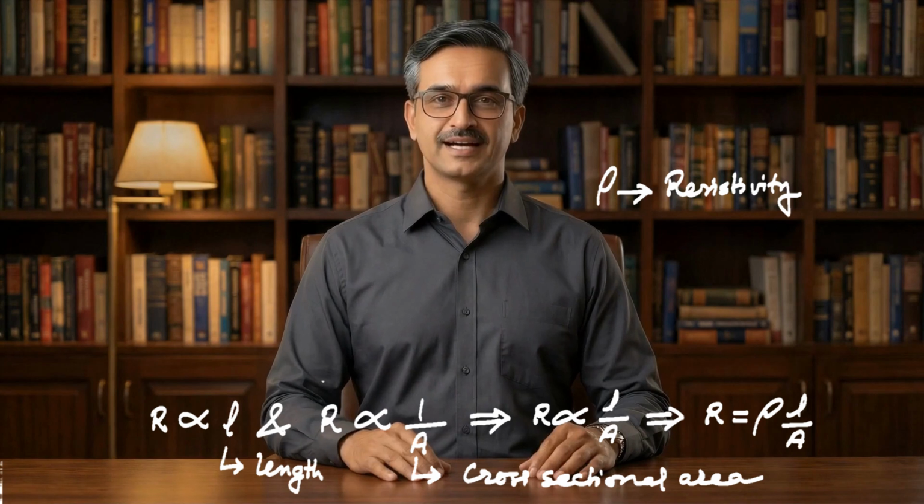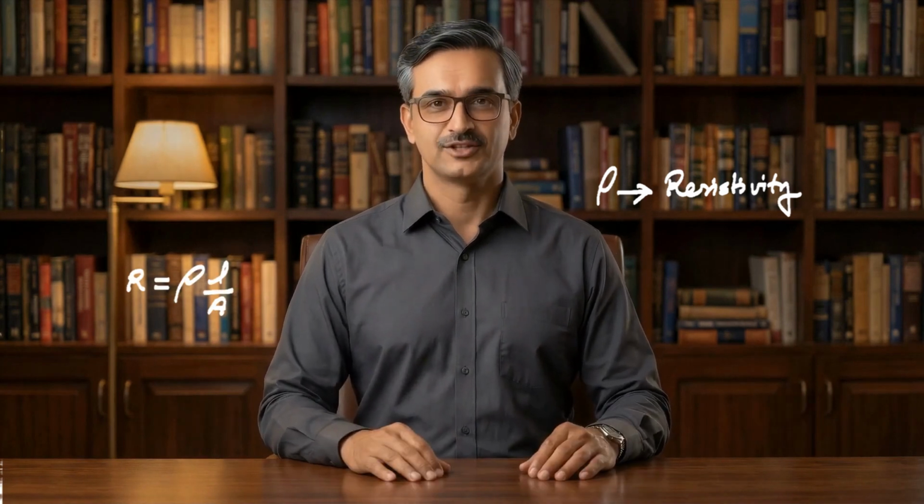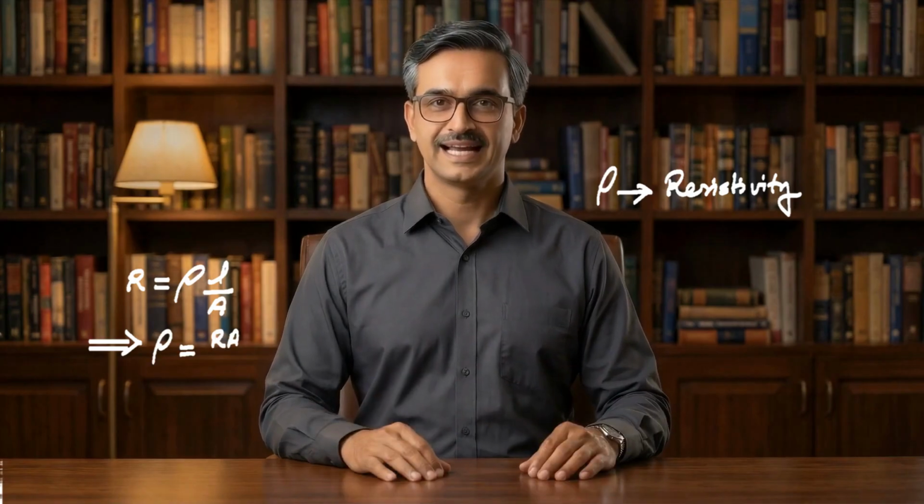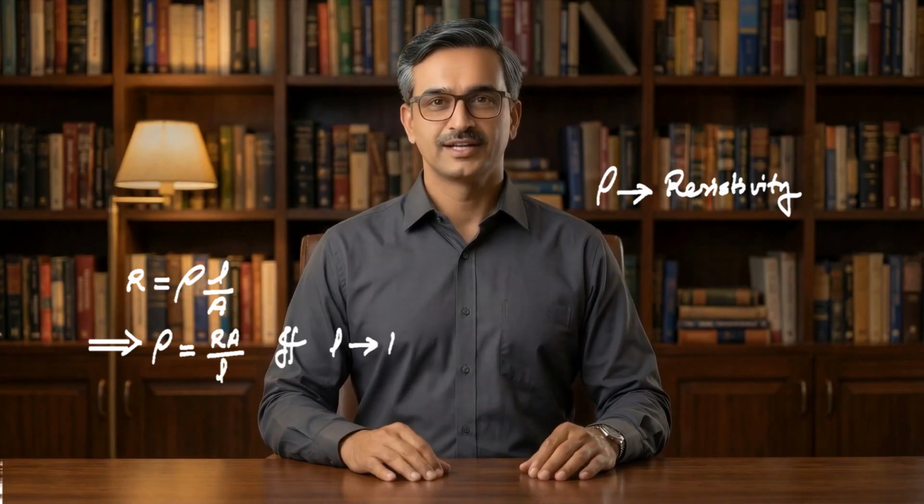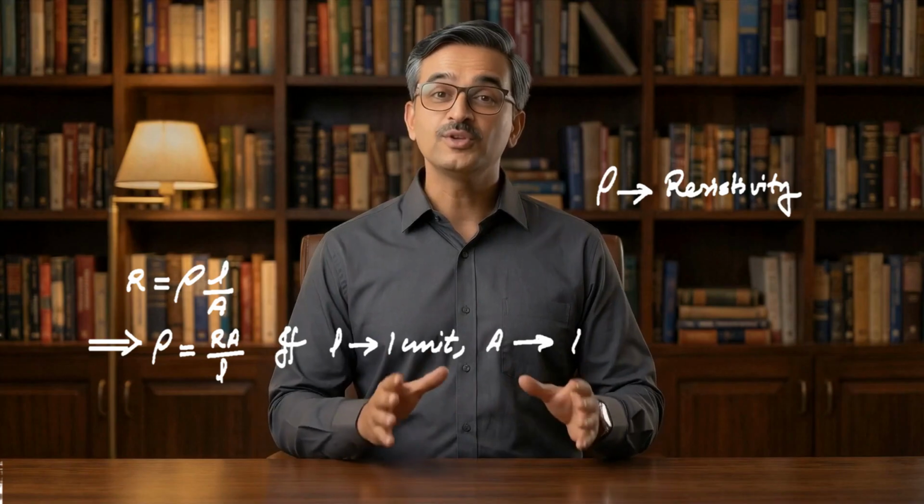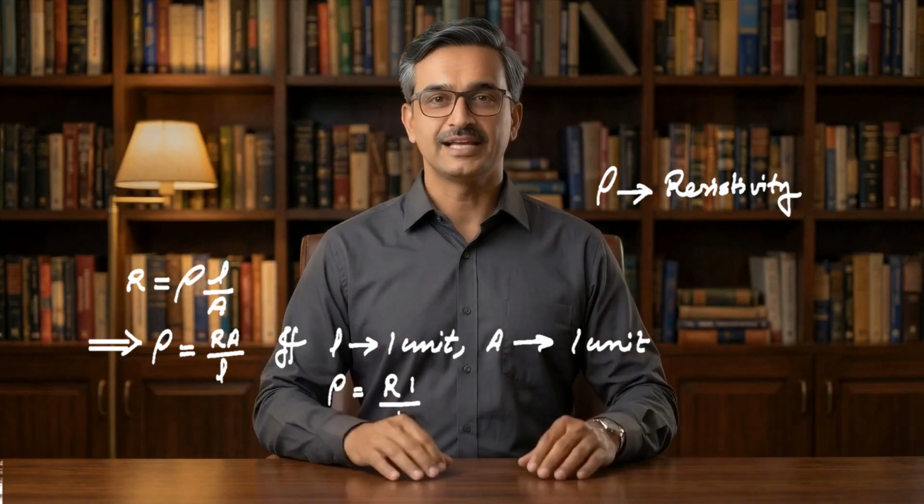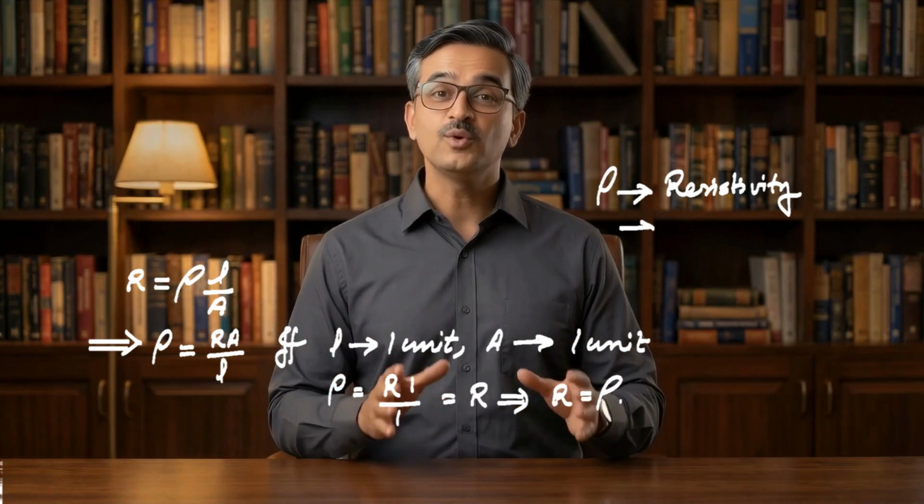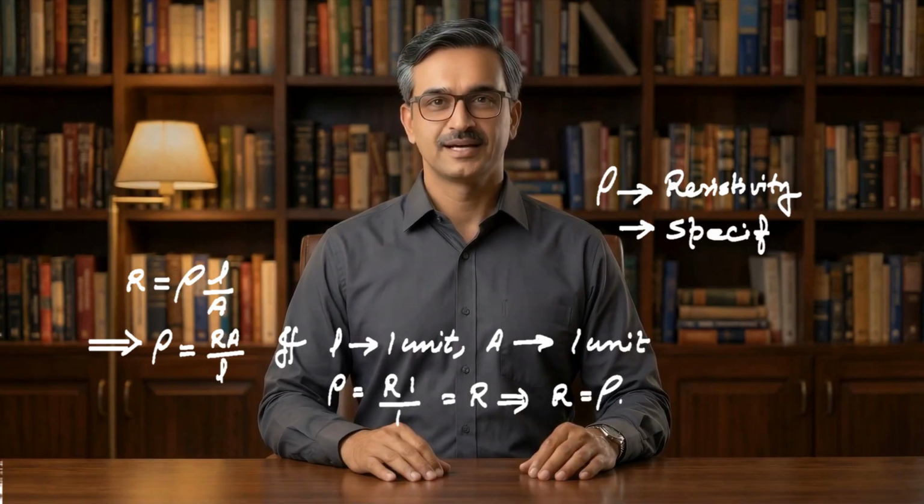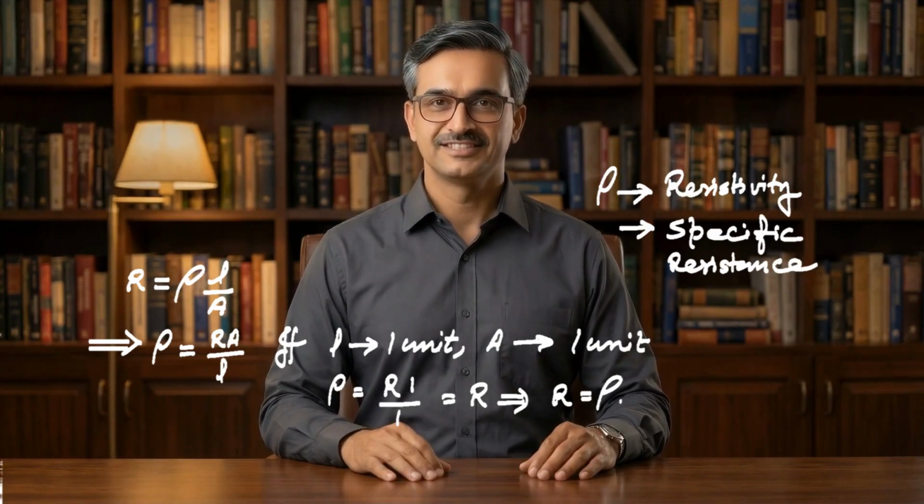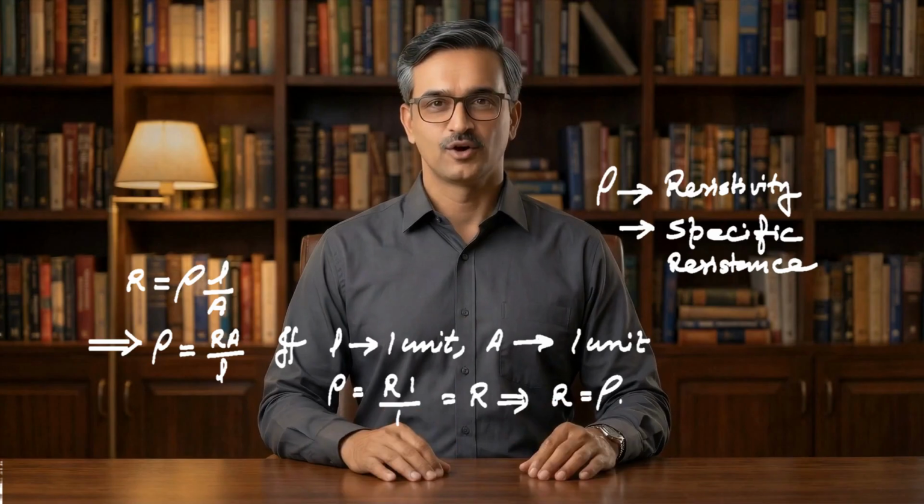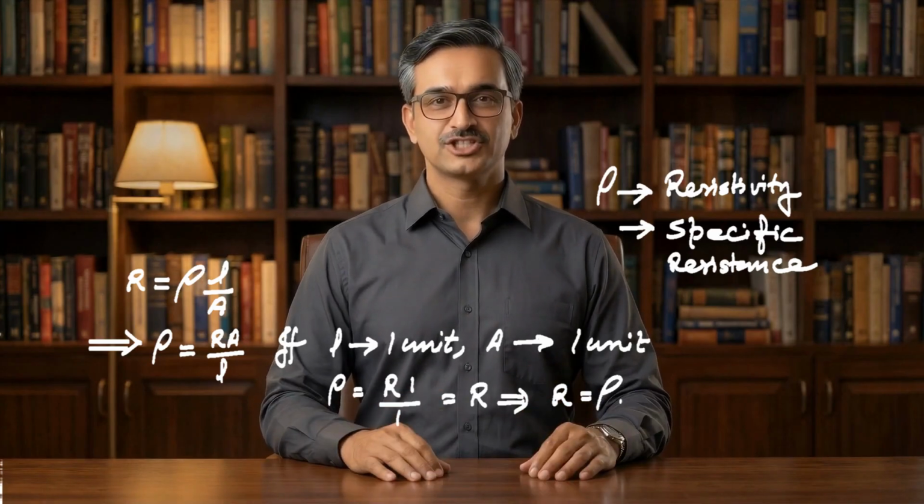And the fourth factor is temperature. Hope you got the idea. Now we can write rho equals R into A by L. If L is equal to 1 unit and A is also equal to 1 unit, then R becomes equal to rho. That means rho, or resistivity, or sometimes we call it specific resistance, is the resistance of a conductor of unit length and unit cross-section.